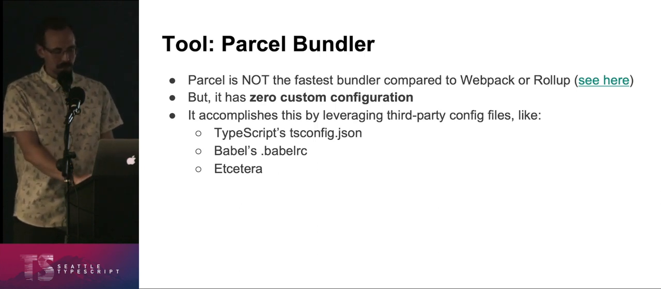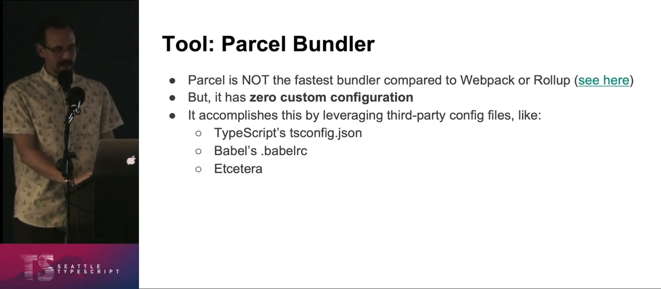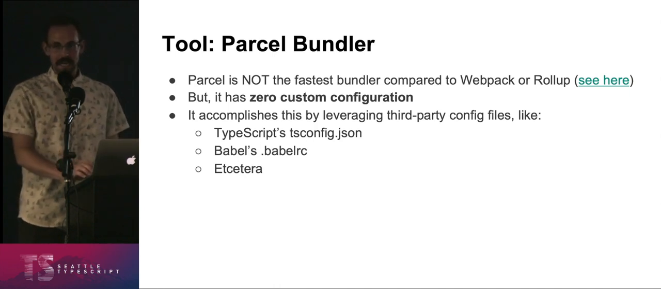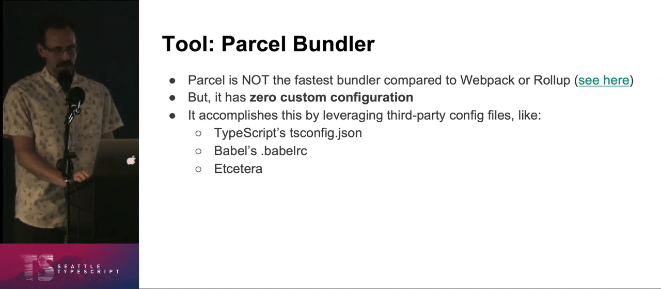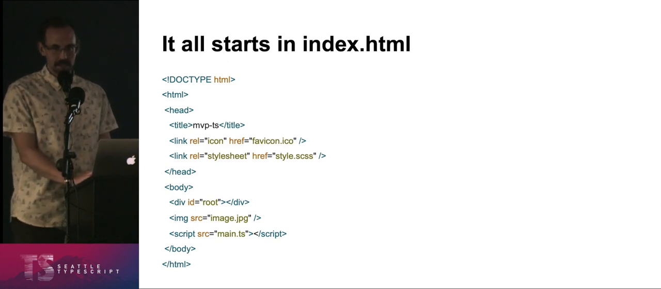What it does is it reads third-party config files like tsconfig.json or .babelrc, and it uses those to determine how you're trying to get your project set up. And incredibly, it is magical enough that it does a pretty good job of reading these config files and getting something going for you. It all starts in index.html.